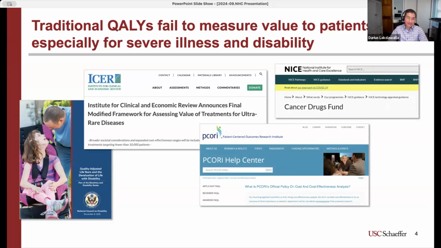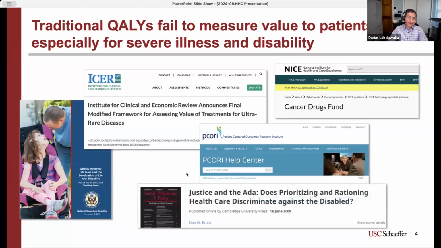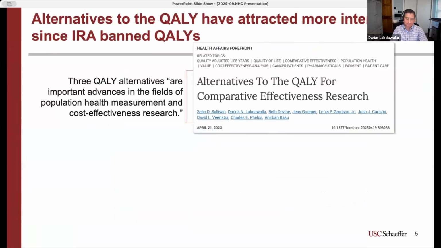And academics also have made the point that QALYs discriminate against people with disabilities and also people who are severely ill. So the question arises as to why this is. What's going wrong with traditional cost effectiveness? And that's been a question that has really motivated me for over a decade in trying to document these problems, these empirical anomalies, and trying to find a solution.